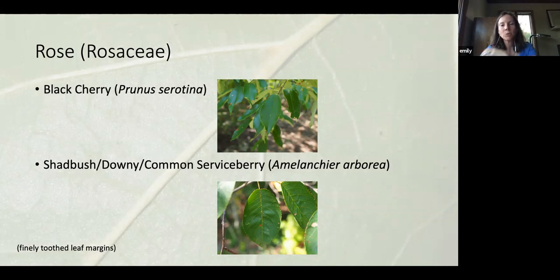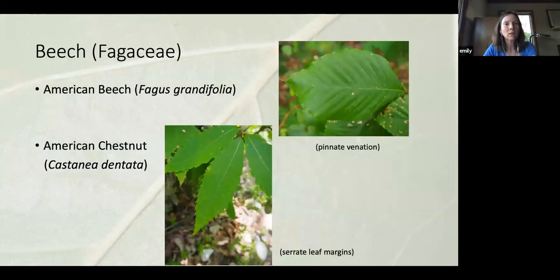Amelanchier, the serviceberry, is one of those first ones that blooms in the spring. And it's called serviceberry because it was an indication to the clergy that it was time to go into the hollers and bring out those people that we could now dig a grave for. So I think that comes from a very long-standing background. And that's the rose family. And I'm gonna move on to the beech family.